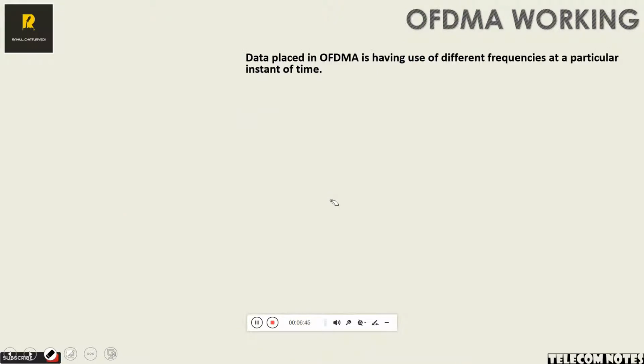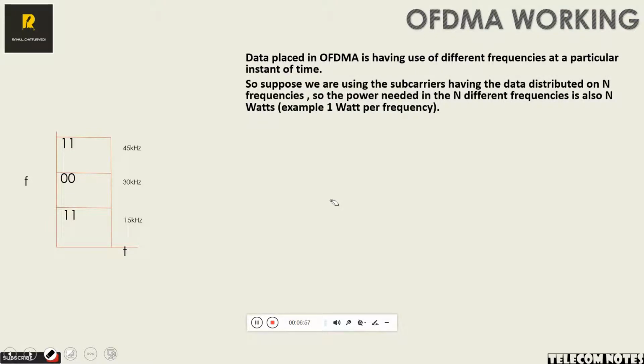Moving on to the next slide, how is OFDMA working? Data placed in OFDMA uses different frequencies at a particular instant of time, as I told you earlier. Suppose we are using subcarriers with the data distributed on n frequencies; the power needed across the n different frequencies is also n watts.